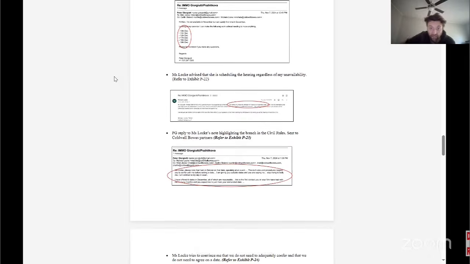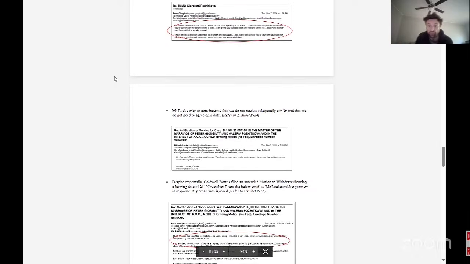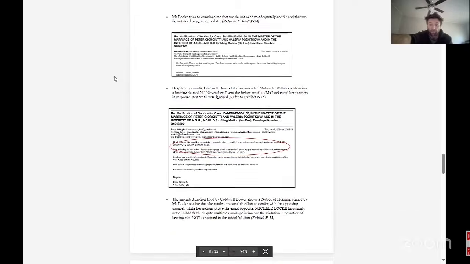I wrote back again, as per Exhibit 23, to highlight that I'm speaking at an event in Denver. I asked her not to bully me, and I've offered 6 other dates. Ms. Locke further tries to convince me in P24 that everything she's doing is okay. She says the court requires us to confer, not to agree. And so she just uses these rules to her advantage and then comes into court and lies about what she's done to make it look like she's followed process.